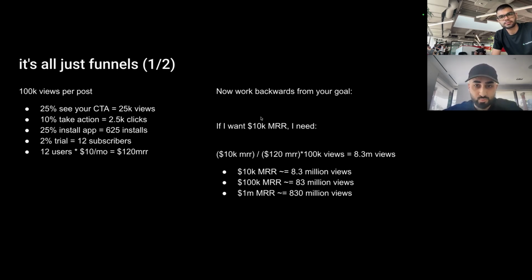Now, if you have a goal, you can actually work backwards with this formula. So say I want to get to 10K MRR, all I really need is 8.3 million views. And if I get 8.3 million views over the next 2 months, it's very probable I'm going to hit 10K MRR for my application.